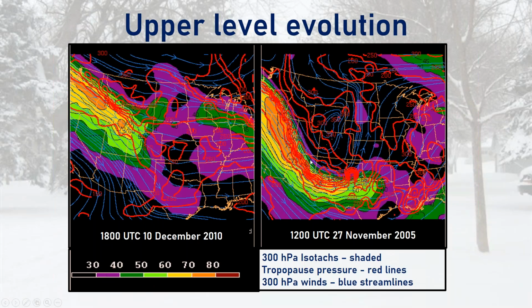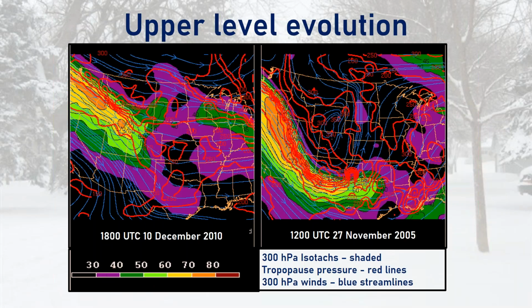If we go to our November case, we see a much more amplified flow. And we see that our jet is beginning to round the base of the trough. And so the trough is beginning to become negatively tilted as the jet energy transfers from the upstream side to the downstream side of the trough. And so that does make a difference, as we're going to see in a little bit.